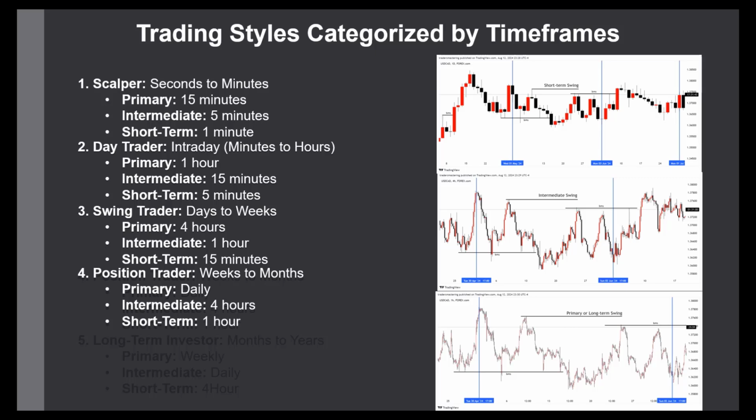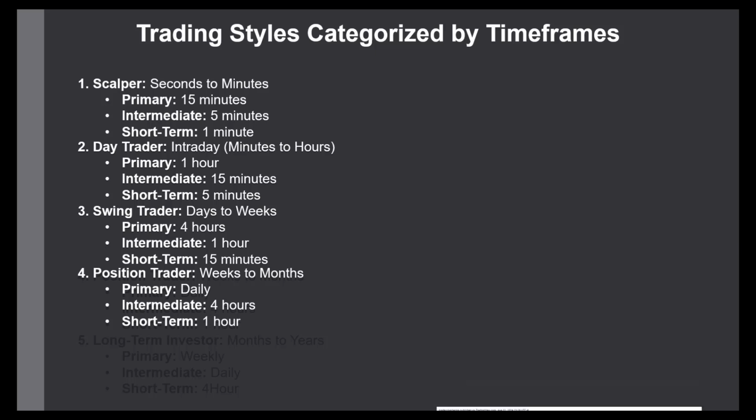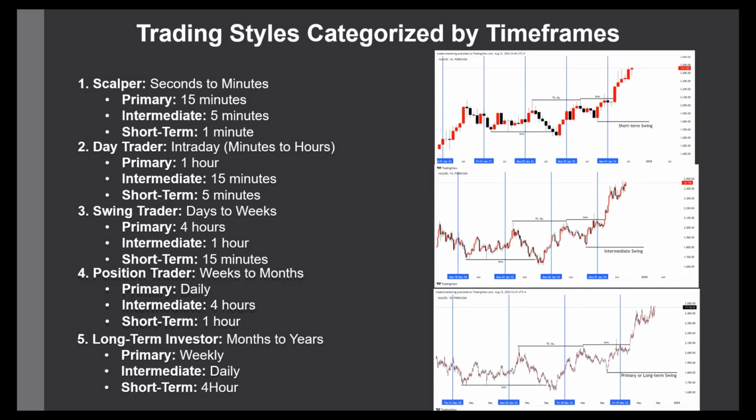Remember I told you about the primary time frame, the intermediate time frame, and the shorter time frame, and how they are being used in any given trading style. However, the long-term investor normally holds trades between months to years. What time frames are they trading? They are trading the weekly short-term swings, the daily short-term swings, and the 4-hour short-term swings. Do you get what I'm saying?